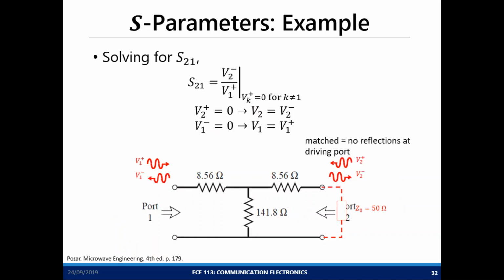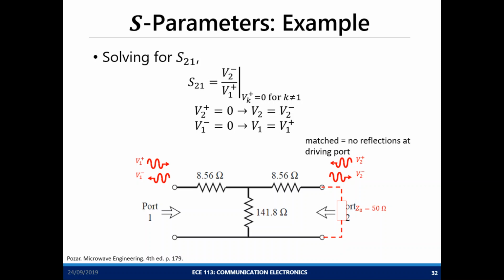Next is S21. To solve for S21, you need to get the voltage at the output right here. Why are we getting the voltage here? Recall that the voltage at the second port is equal to the voltage going in, V2 plus, plus the voltage going out. Since we force this to be 0, then the voltage across this resistor is basically the voltage going out of the circuit.